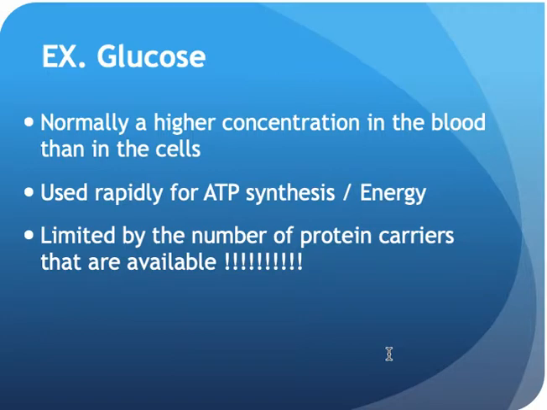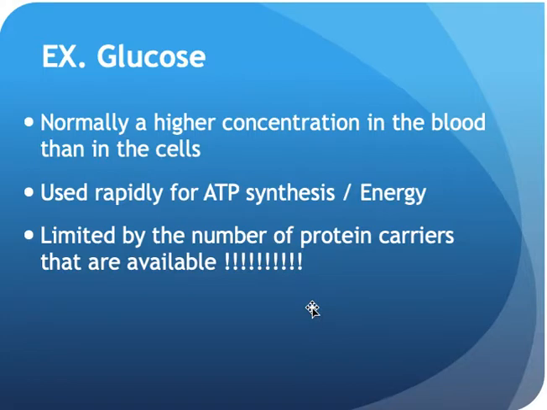A good example of this one is glucose, another thing that our body needs a lot. Normally there is a higher concentration in the blood than in the cells. So we eat our food, break everything down, and move this glucose into our blood. But our cells need glucose for energy, to be able to create ATP. So we use this rapidly for ATP synthesis and energy. This one is a little more limited by the number of protein carriers that are available. I have to have all these protein carriers to get this glucose where it needs to be.